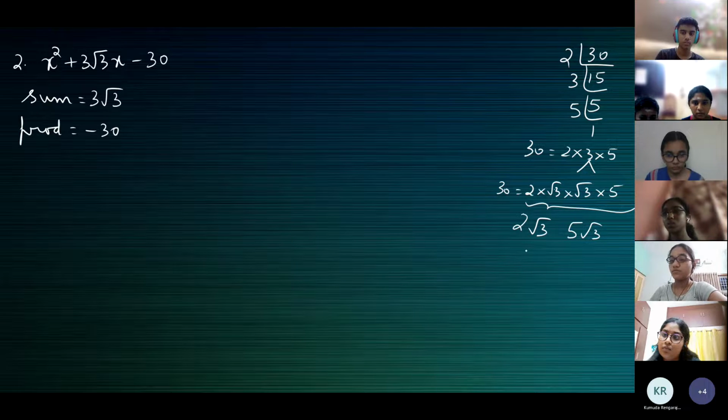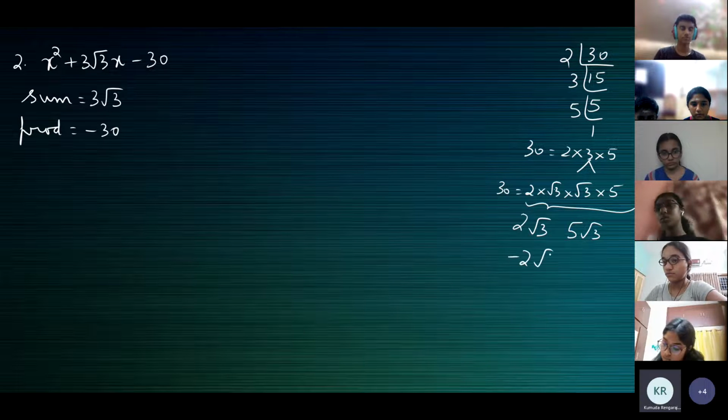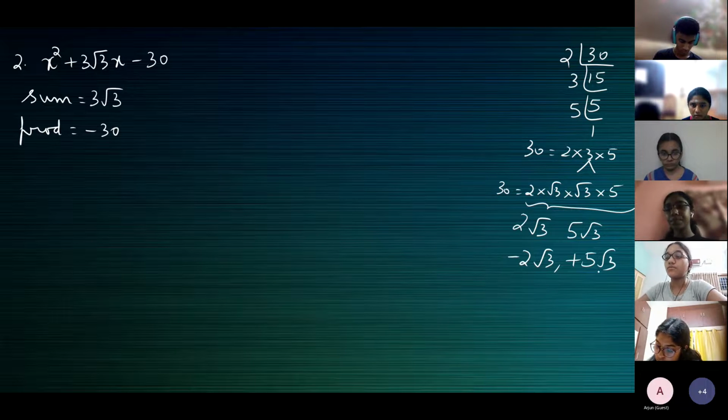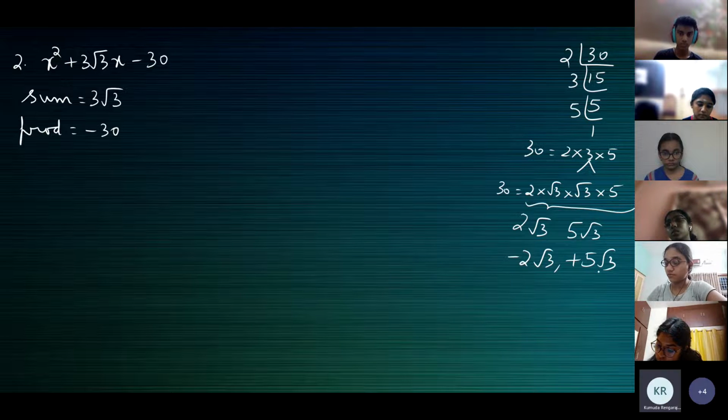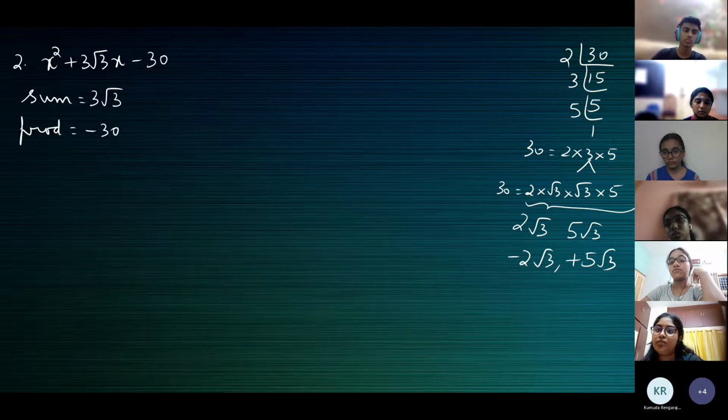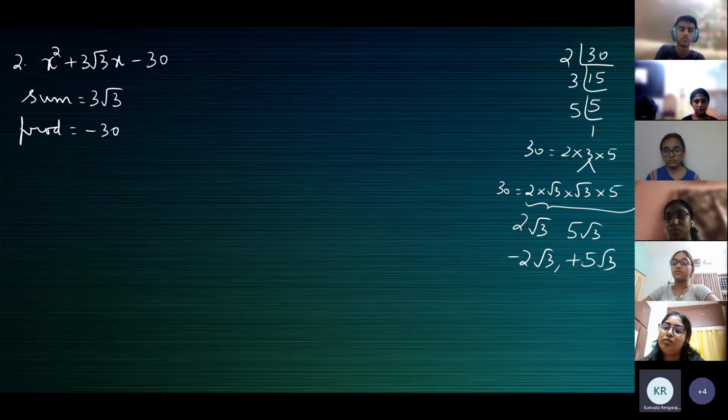Yeah, minus 2 root 3 and plus 5 root 3, because this will give you the sum 3 root 3. Product will happen. See, we are not leaving any factor of the product 30. We are using all the factors. So since we are making use of all the factors of 30, the product 30 will happen. You should only worry about the sum. So the two numbers are minus 2 root 3 and 5 root 3. 2 root 3 means 2 into root 3. 5 root 3 means 5 into root 3.